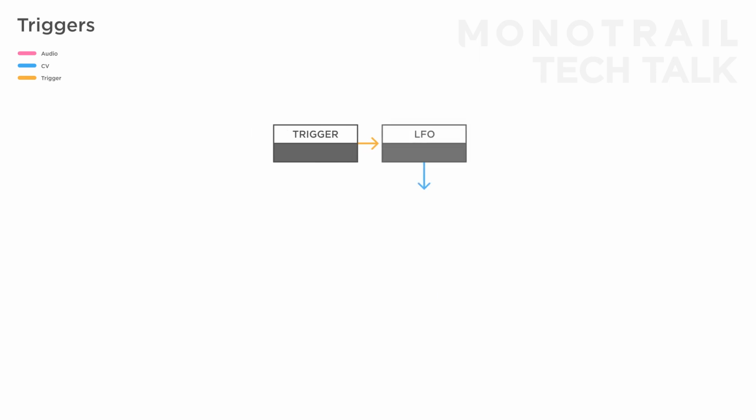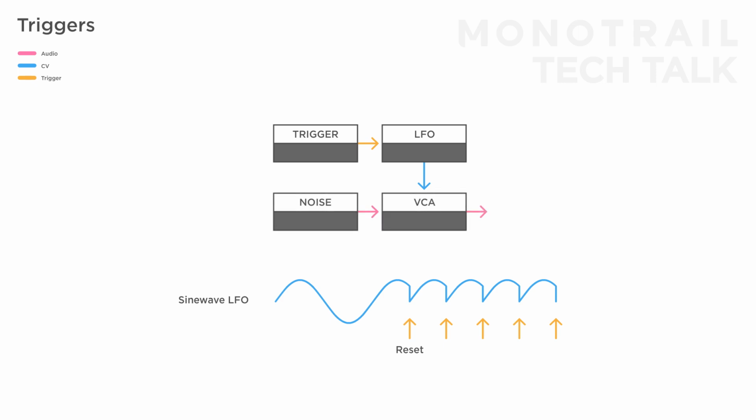Using triggers to reset LFOs can create more interesting LFO shapes, like this. You can use those to open a VCA, allowing a more percussive noise sound to come through, or create interesting rhythmic modulation in a synth voice.